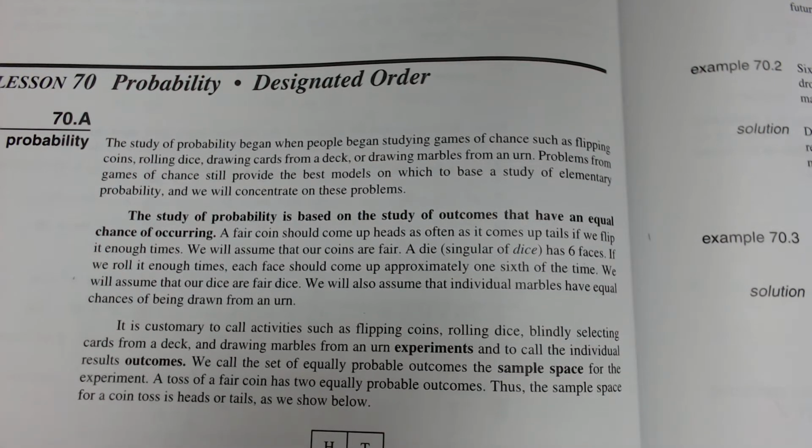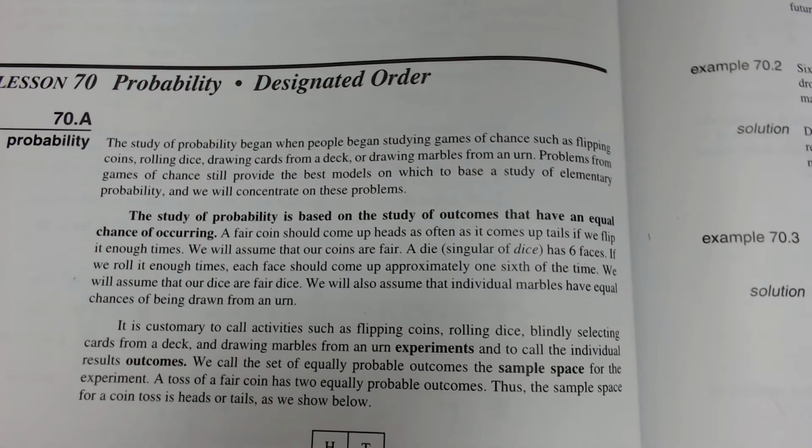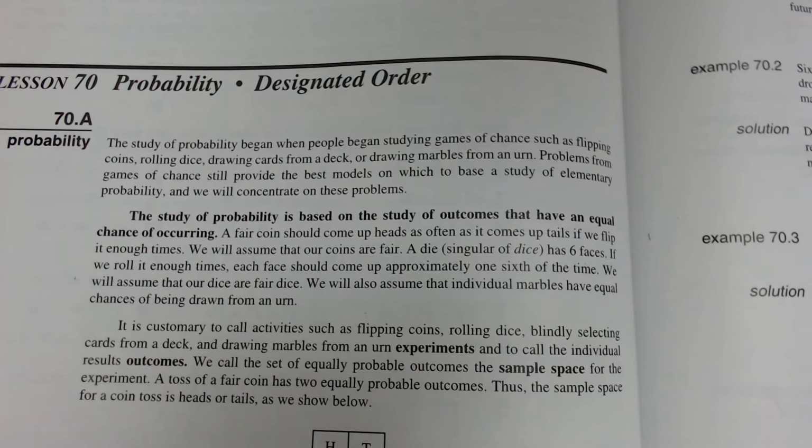Algebra 1, Lesson 70, Probability and Designated Order. Some of you might view these as trick questions. There's a key to finding the difference between these questions that will help you.